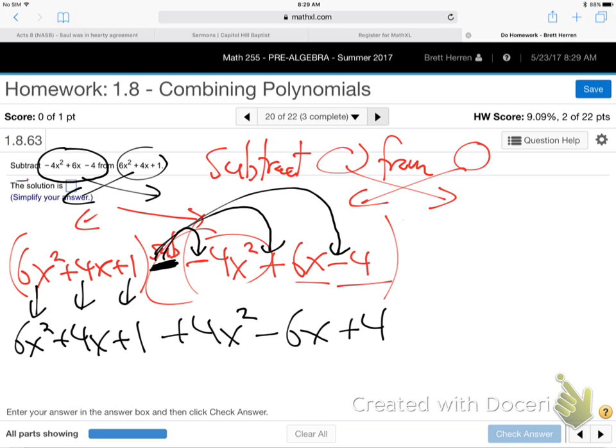And you remember when there's a minus in front of a parenthesis, all these signs change, notice. The minus 4x squared became plus. The plus 6x became minus. The minus 4 became plus. All changed. And now, combine like terms. So 6x squared plus 4x squared, so this, 10x squared. Question?